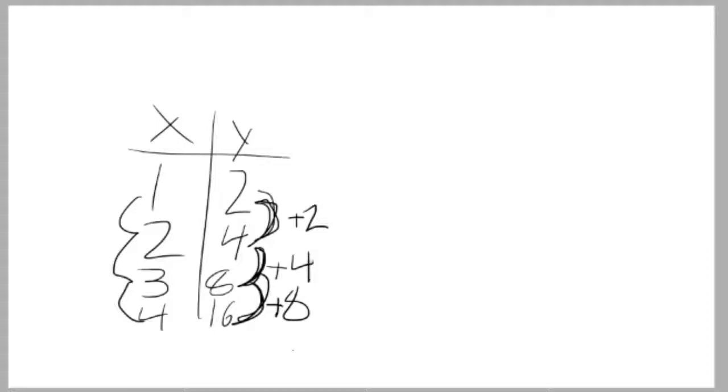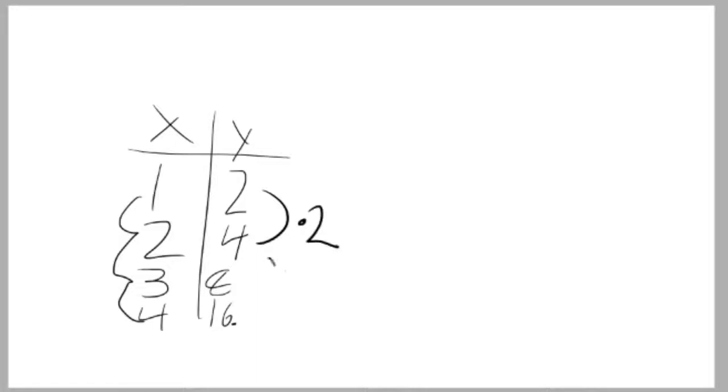What's up with that? Well, that's because this table is not linear. It is exponential. If you divide any two numbers on this table, you will get 2. Each term is being multiplied by 2.